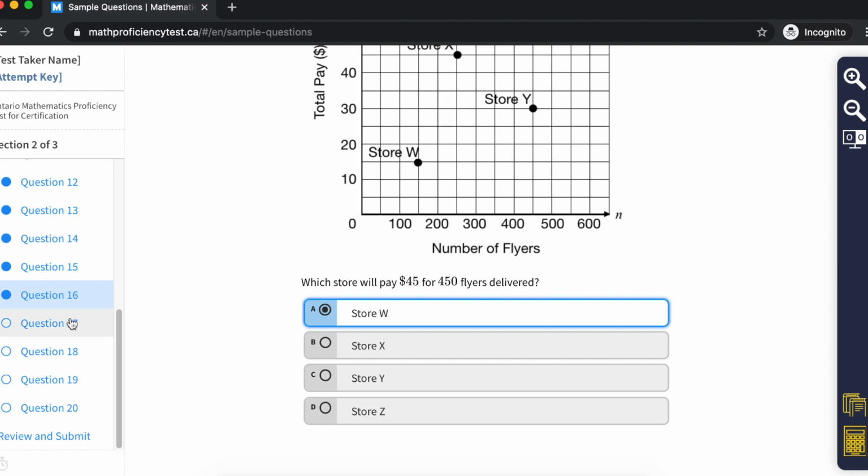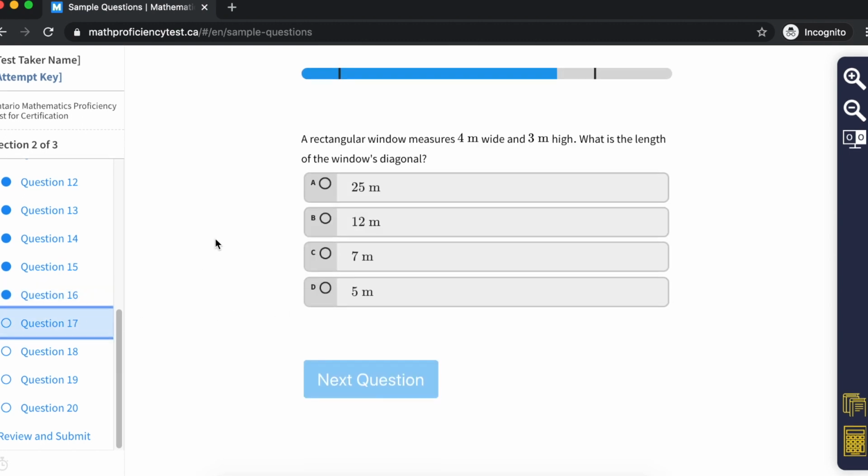Okay, question 17. We're almost done the math questions. You can do it. Keep going. A rectangular window measures 4 meters wide and 3 meters high. What is the length of the window's diagonal?